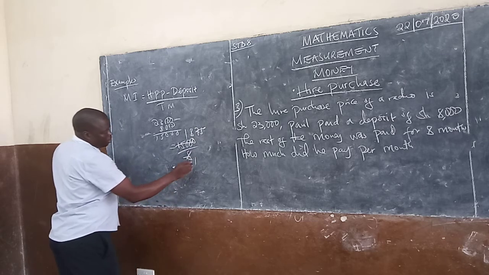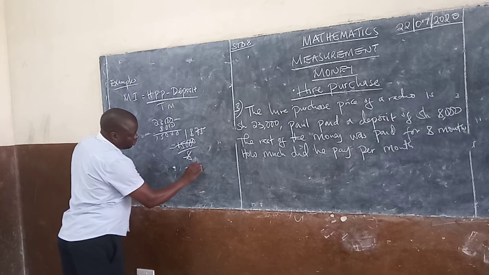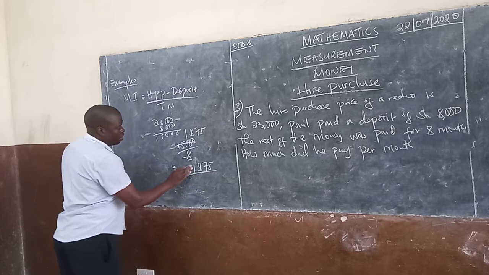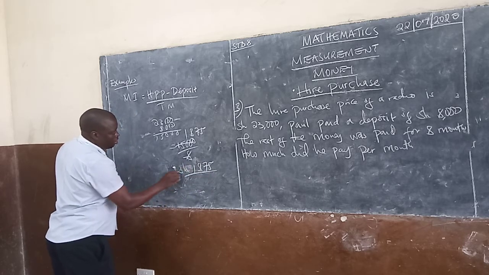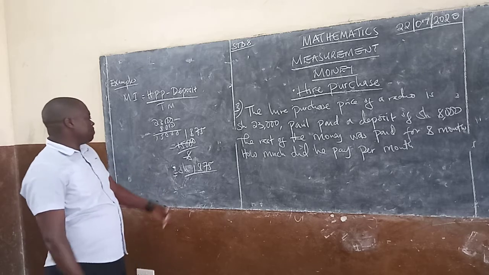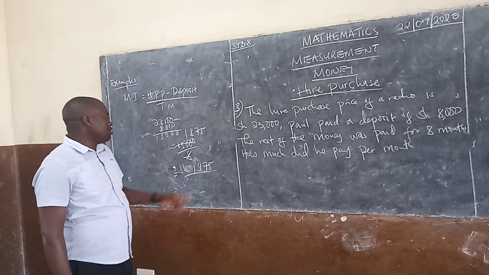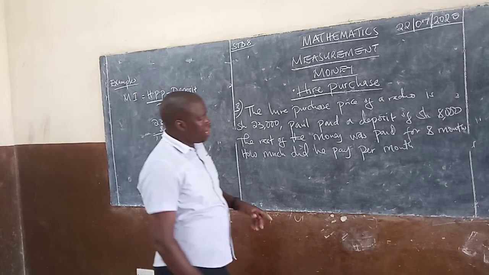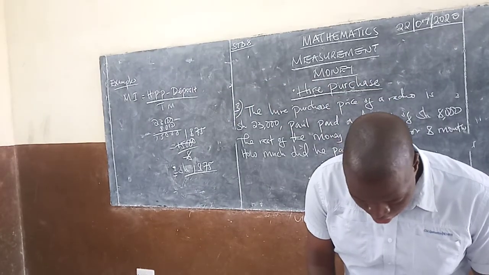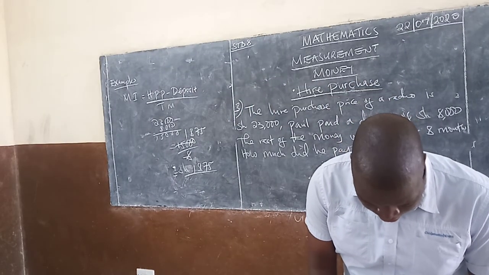So 1,875. Of course, that is now the monthly installment. So each month, this person was paying 1,875 Kenyan shillings for a period of 8 months.